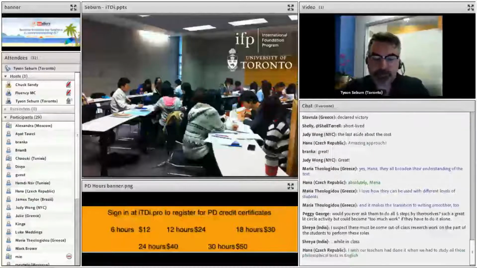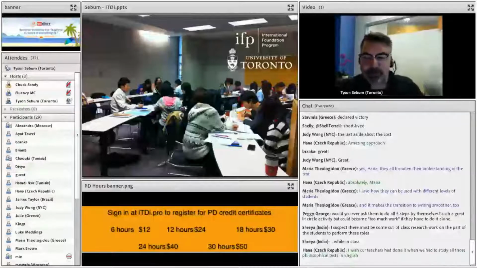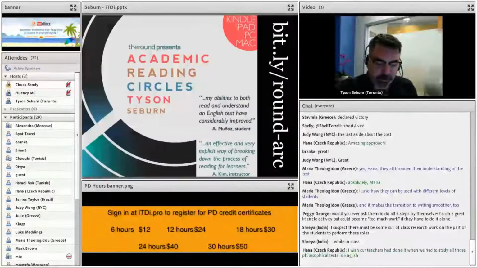So it becomes more of a collaborative thing, right? Reading becomes something that isn't isolated, and it turns into something a little bit more like this, where students become collaborative co-constructors of their own comprehension.